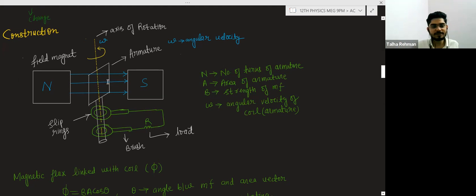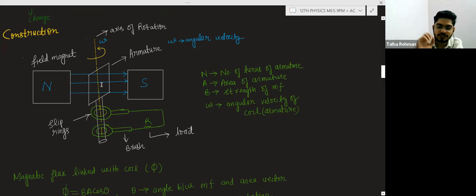And there are the field magnets. So what is the use of field magnets? We know that a magnet produces a magnetic field, so these magnets will produce the magnetic field. These blue lines are the magnetic field lines. So basically this coil is rotating in the magnetic field, and due to the rotation of the coil, there is a change in the magnetic flux linked with the coil.